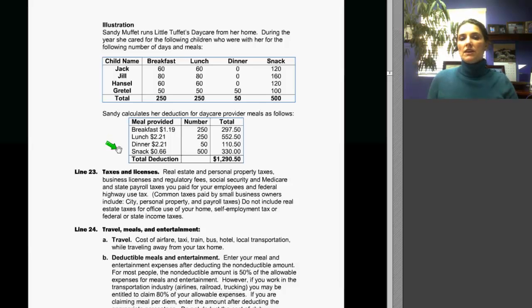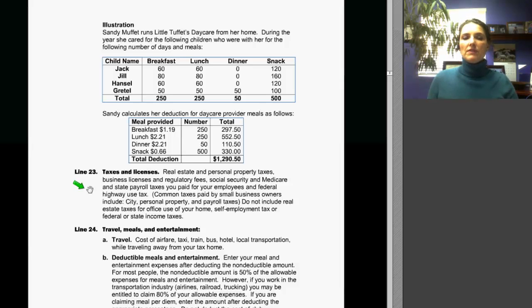$110.50, and snacks $330. So the total deduction that Sandy Muffet can claim for her Little Tuffet daycare as a supply expense for her business is going to be $1,290.50. Line 23, taxes and licenses.